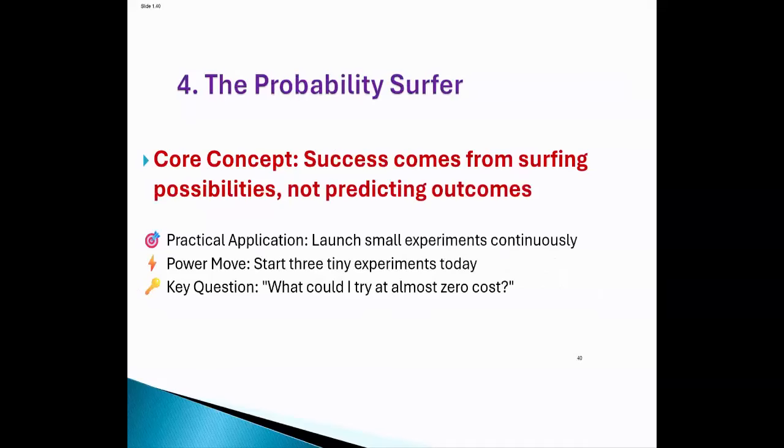The fourth one, probability surfer. Success comes from surfing probabilities, not predicting outcomes. Launch small experiments continuously at the same time. So you can start dozens of small experiments using AI and see what happens. And surf on these probabilities. Think of these as parallel universes, parallel scenarios. You can run them all.